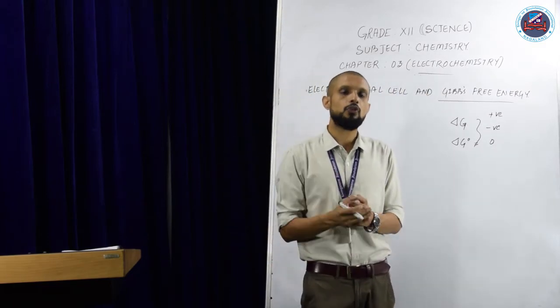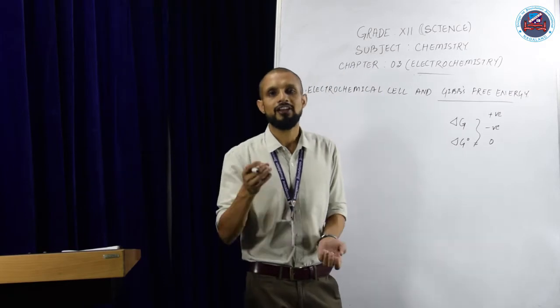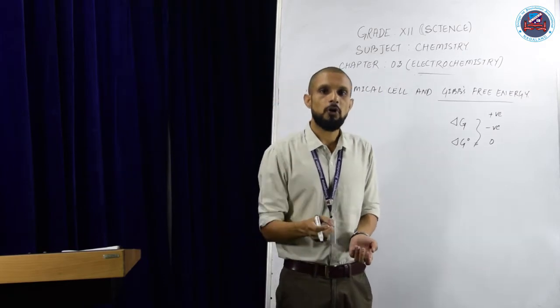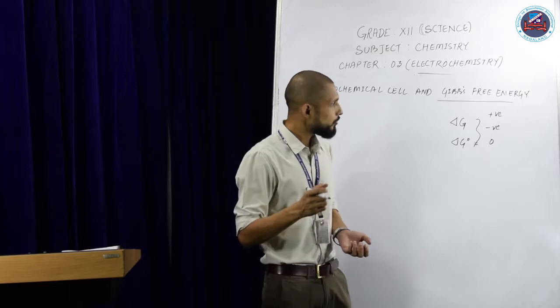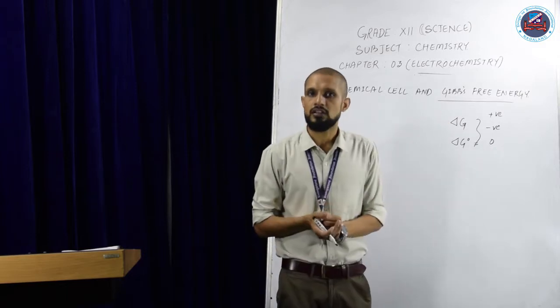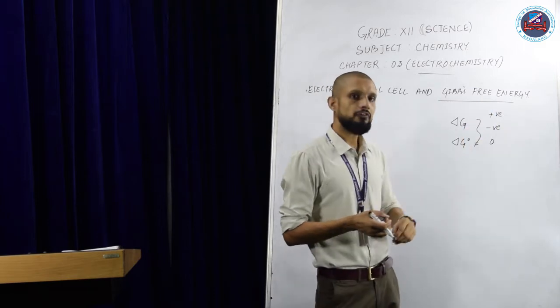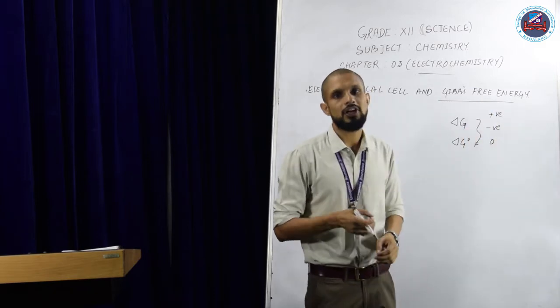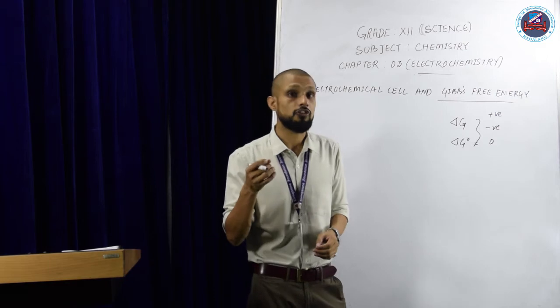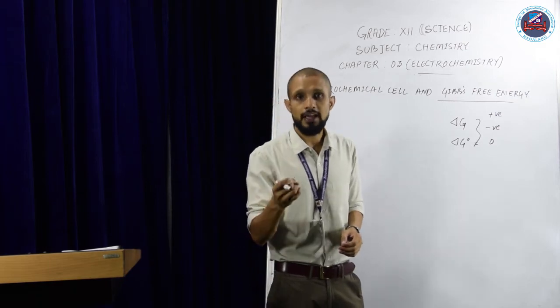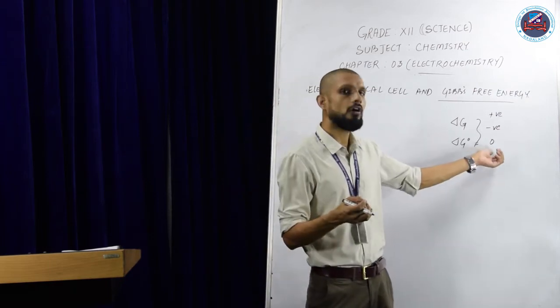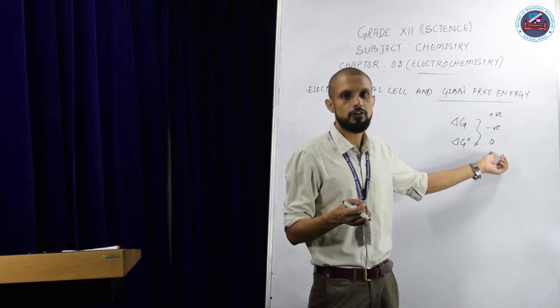So in a question, if you are asked to find out whether the reaction is spontaneous, non-spontaneous, or in equilibrium, what do you do? You calculate the value of delta G or delta G naught, and find out if it is positive, negative, or 0. If delta G is positive, the reaction is non-spontaneous. If it is negative, it's spontaneous. And if it is 0, the reaction is in equilibrium.